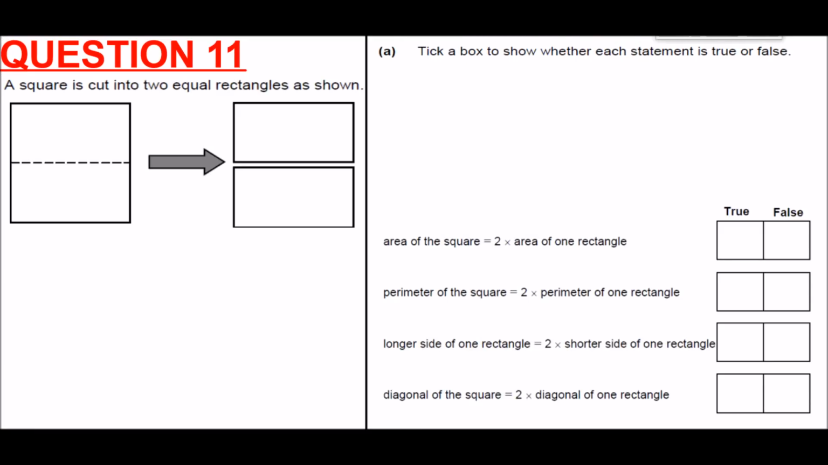Question 11 is about this square that's been cut into 2 equally sized rectangles. We need to tick a box to show whether each statement is true or false. So first of all, we mention about the area of the square. So is the area of this square 2 lots of the area of one rectangle? Area is just how much space is inside. Areas of space on the inside of a shape.